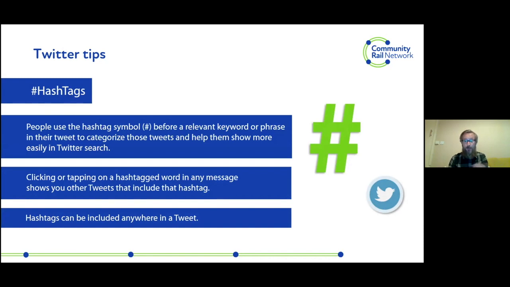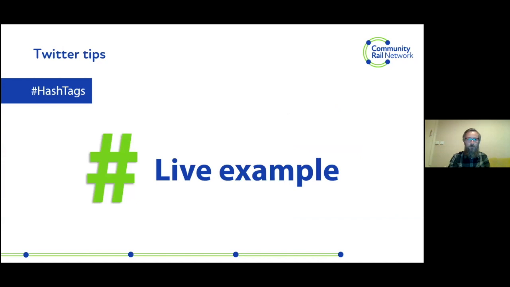And these can be included anywhere in the tweet as well. So obviously you've got a 280 character limit, so sometimes what I do is put community rail at the end of the tweet. Sometimes I may have community rail as a word within the copy of the tweet itself, and I'll hashtag that within the tweet. So let's have a look at some hashtag examples within community rail.